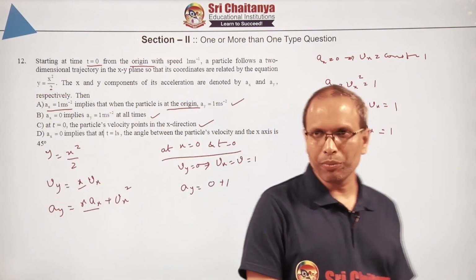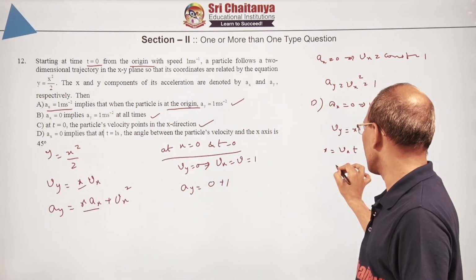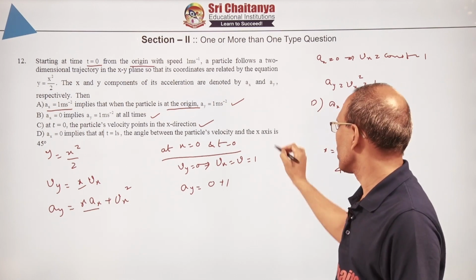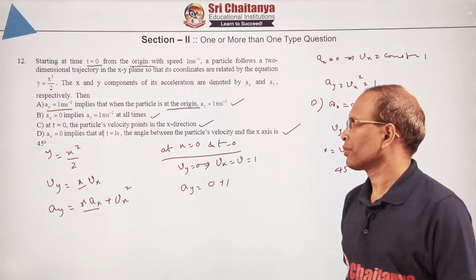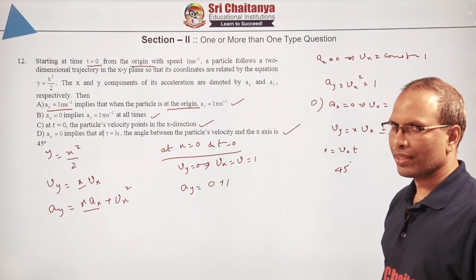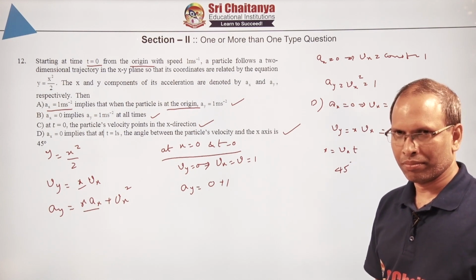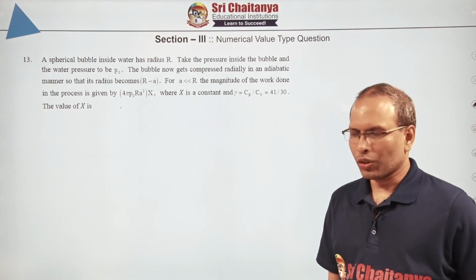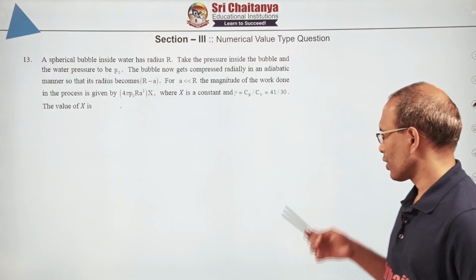So what is the angle it makes with the x-axis then? Obviously 45 degrees with the x-axis, because Vx equal to Vy. So option D is also correct. So here all the 4 options are correct. Okay. So this is question number 12. All right. Now we will continue with the next question, that is question number 13.